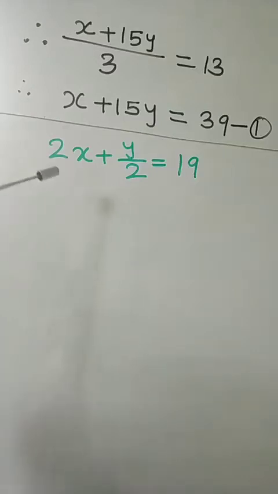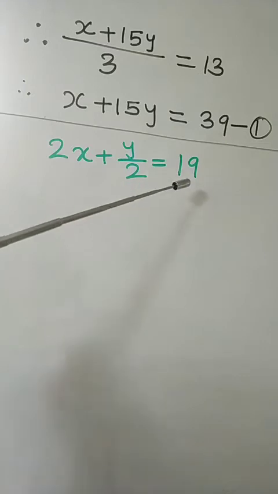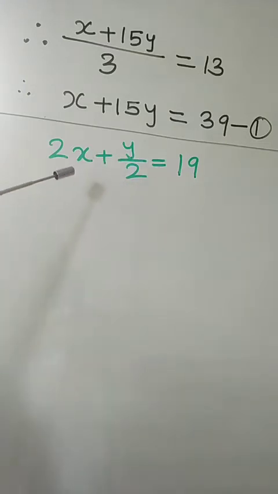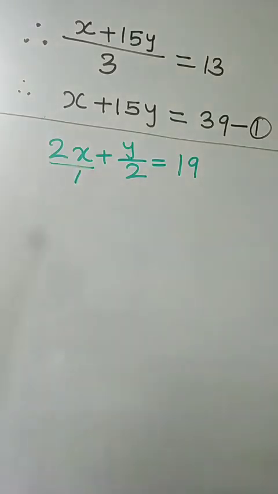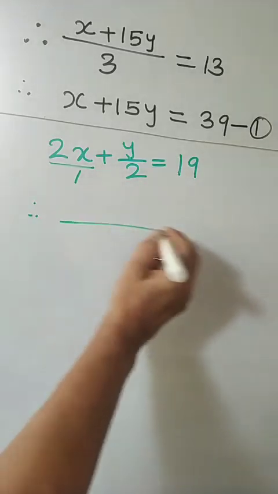So this is the next equation, 2x plus y upon 2 is equal to 19. Here for 2x there is a denominator upon 1. That means this is a fraction, 2x upon 1 plus y upon 2 is equal to 19. Let's see what is the LCM of 1 and 2. So LCM of 1 and 2 is 2.